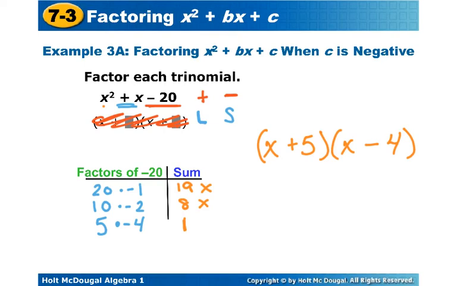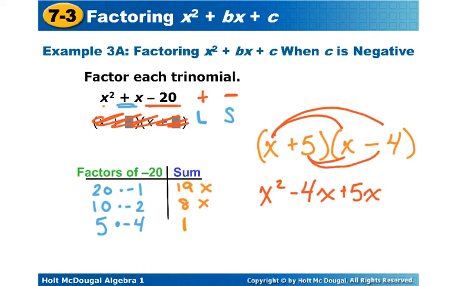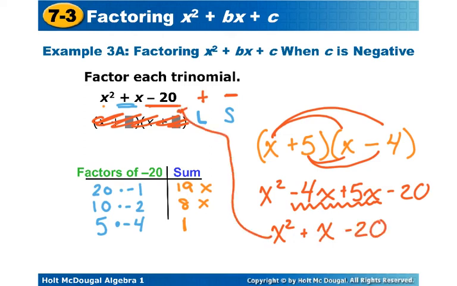And like before, you can check your work. So x times x is x squared. x times negative 4 is negative 4x. x times 5 or 5 times x is 5x. 5 times negative 4 is negative 20. Combine your like terms now. You have x squared plus x minus 20, which is what I started with. Okay, so it's really important to pay attention to your b and your c values now so you know what values you need for your factors.